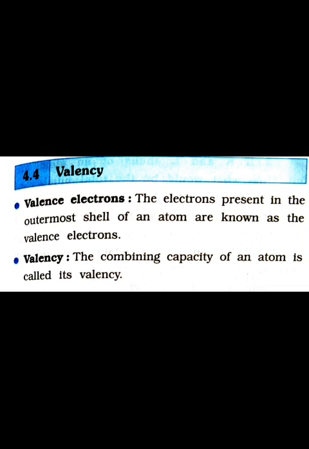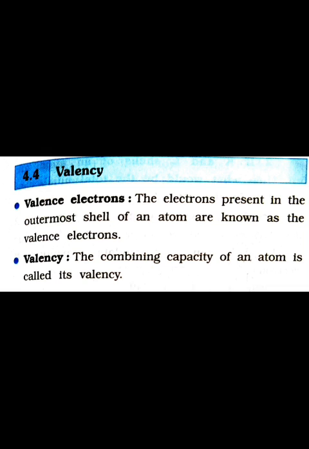And that state is called the octet state. And what is the octet state? The state of attaining 8 electrons in the outermost orbit is called the octet state. So to attain the octet state, atoms may lose, gain or share electrons. That depends on the number of electrons present in the outermost orbit of an atom.